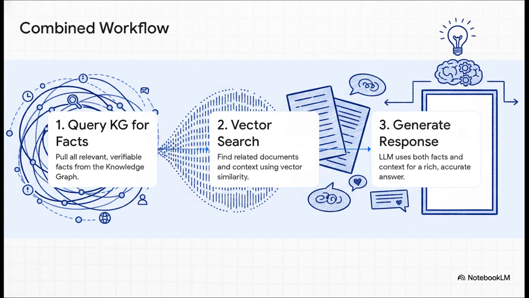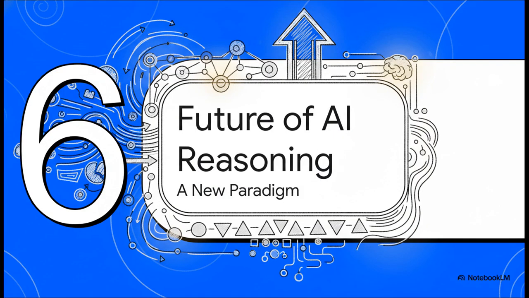And here's what that actually looks like in practice. So, an AI gets a tough question. First, it pings the knowledge graph to pull all the verifiable facts, the who, what, where, and when. Step 2, it uses a vector search to find related articles, documents, and conversations that give it all the context and nuance, the why and the how. And finally, the LLM takes those hard facts and that rich context to generate an answer that's not just accurate, but also genuinely insightful. This isn't just a minor improvement, it's a whole new paradigm.